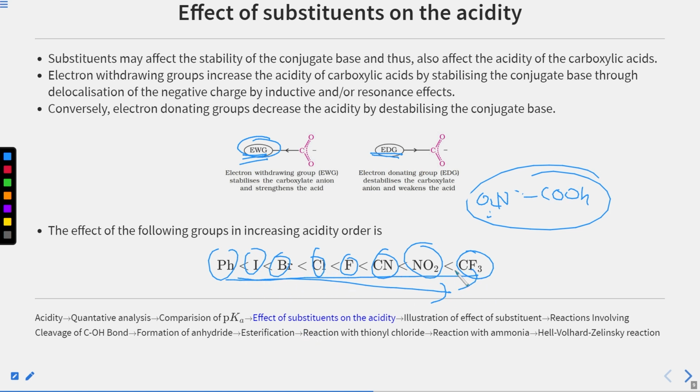Now it is understandable also that here we have 3 fluorine, so a carbon with 3 fluorine is more electronegative, so it will again act as an electron withdrawing group and stabilize your carboxylate ion. Then we have NO2, that is the nitro group. Then we have CN, that is the cyanide group. Then we have the fluoride group, bromide group, iodide group, and at last we have phenyl. So phenyl is also a kind of electron stabilizing species through resonance, although it is weaker as compared to these electronegative groups, but still it is in the competition. Clear?